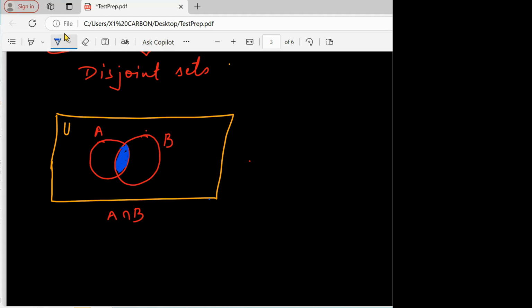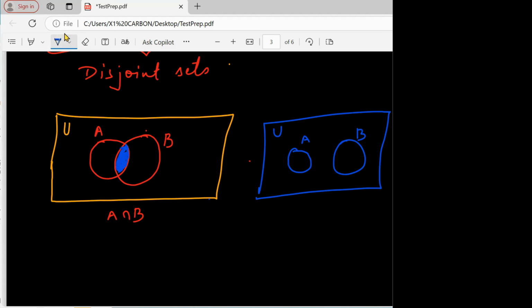Now, when I am representing my disjoint sets, how will I represent my disjoint sets? There are two sets which do not have any elements that are common to both the sets. So I will represent it as this is my set A, this is my set B. So there are no elements that are common in both the sets.